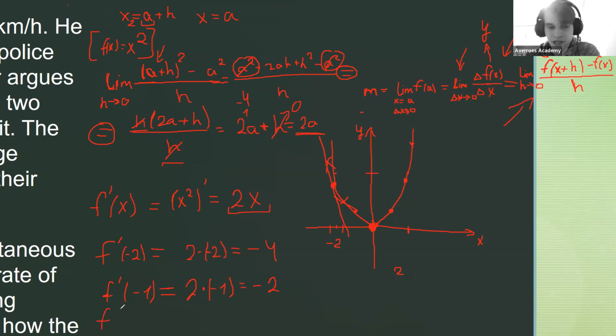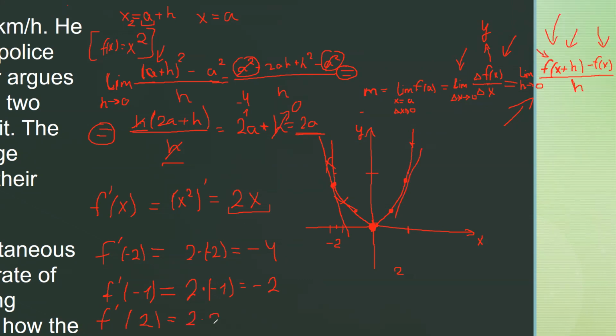So, if we take x equals, let's say 2, we're going to see that the slope would be equal to 4. So now you should take all of these points, and I hope you're writing it down because you're going to need it.